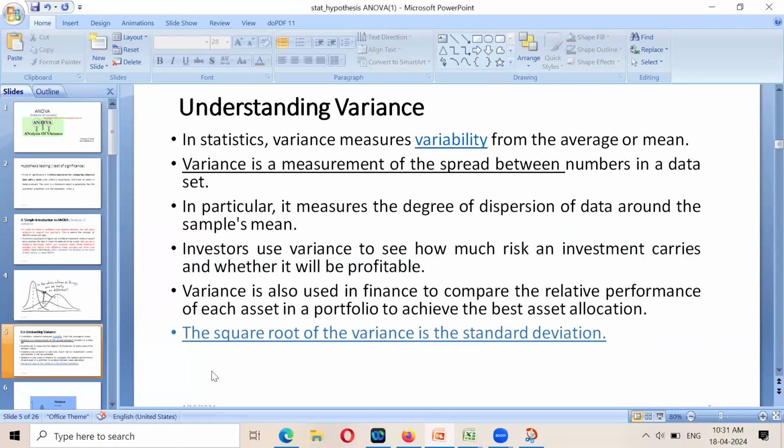Another measure of dispersion is the standard deviation. The square root of the variance is the standard deviation. Why do we take the square root? Because many times we want to discard the unit label. If we don't want the units, we take the square root of the variance and call it the standard deviation. Most of the time, standard deviation is preferred over the variance.